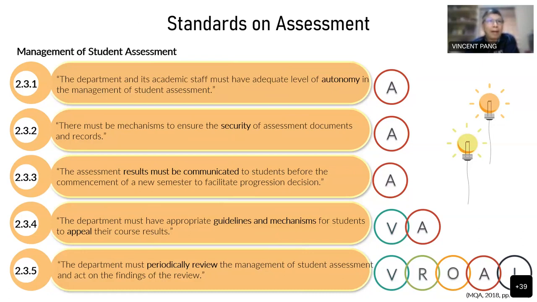The last one, department must periodically review the management of student assessment and act on the findings of the review. This involves all the five principles.